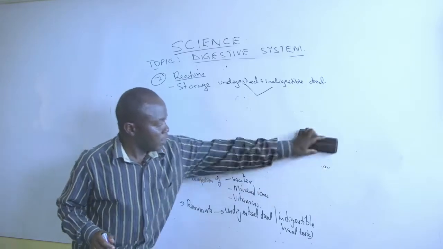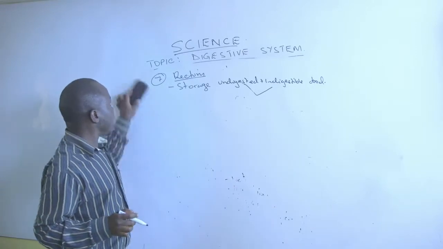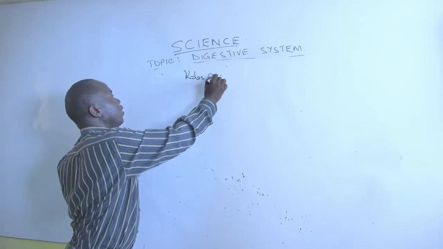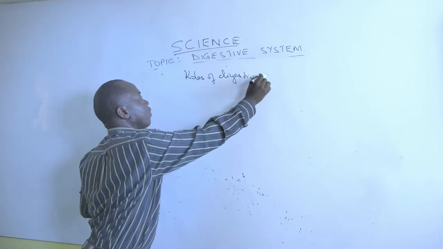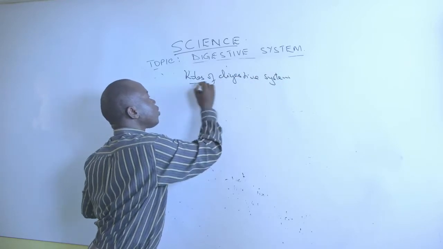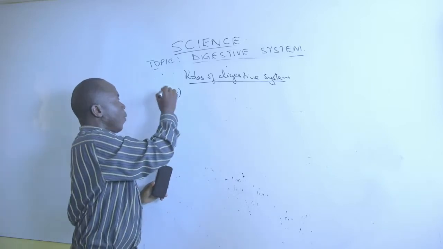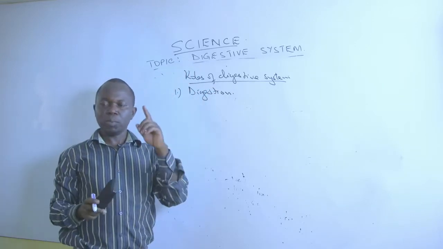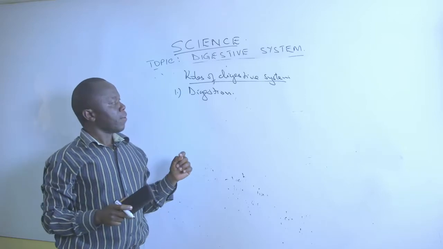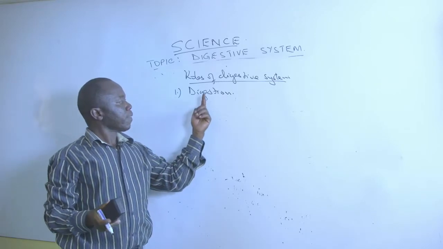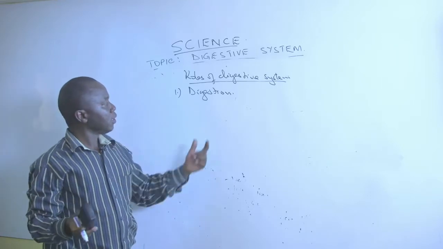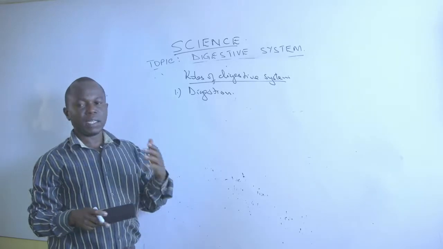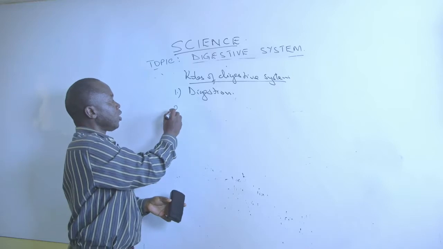So as I finish, let us look at the roles of the digestive system as we complete. We have mentioned two major roles throughout. One, digestion of food. We have seen digestion in the mouth, for example, starch to maltose. In the stomach, proteins to peptides. In the duodenum, we had several materials being digested. In the ileum, we have completion of digestion.